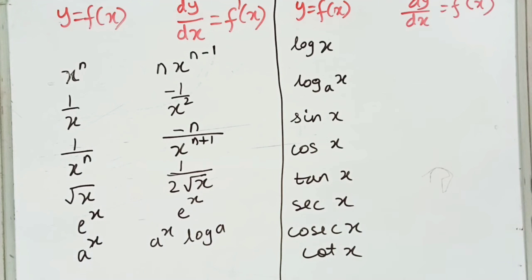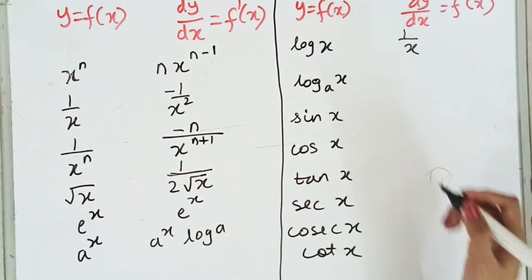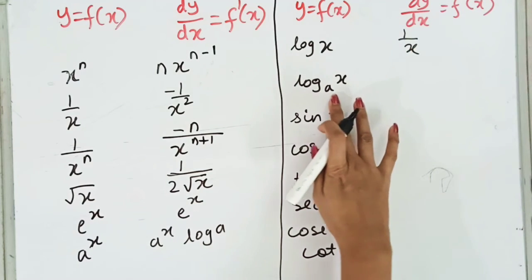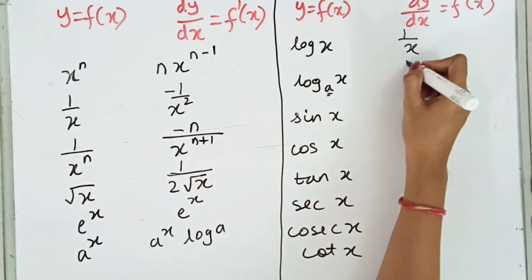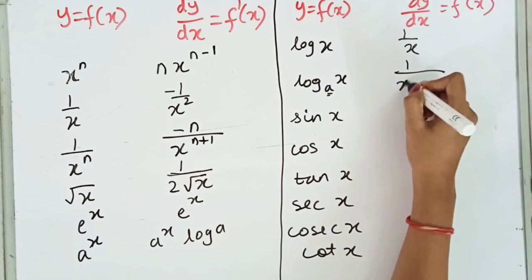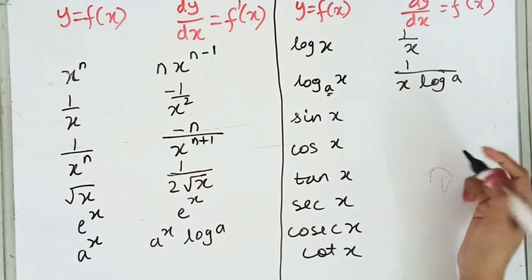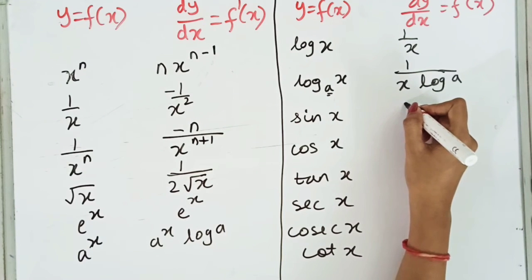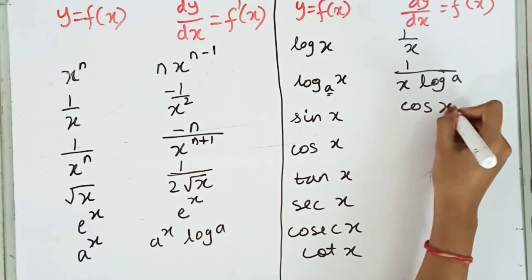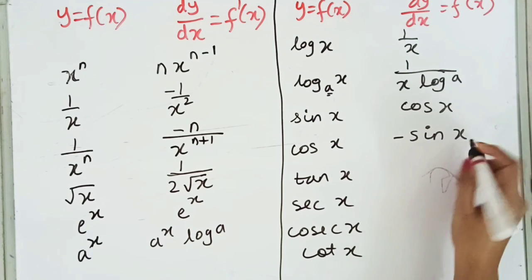Next is log x. The derivative of log x is 1 upon x, and the derivative of log x to the base a, if the base for the log is given, will be 1 upon x log a. The derivative of sin x is cos x. For cos x, it will be minus sin x.